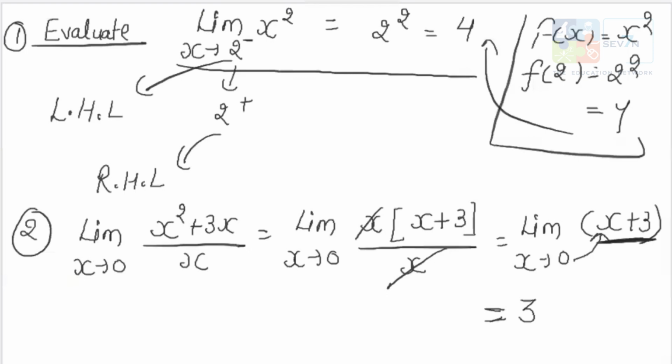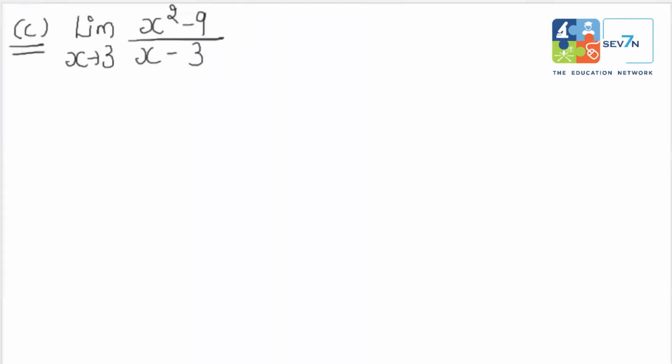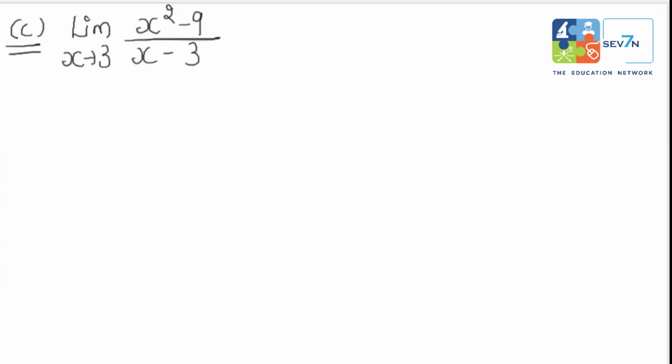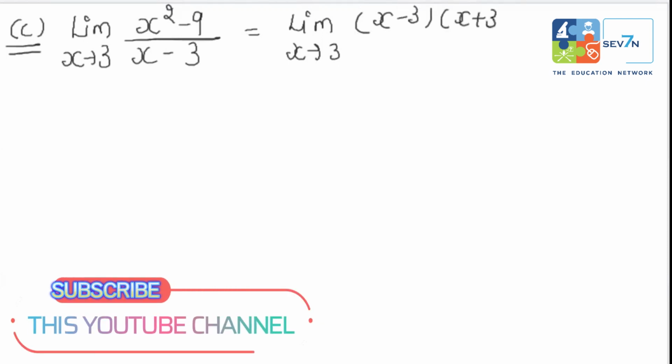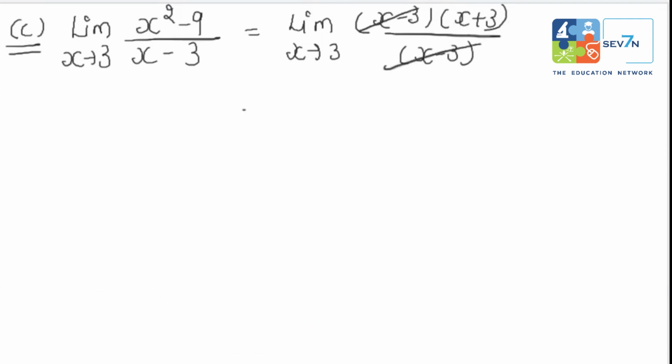Now, if it is clear to you, tell me what about this? What can we do for this? You can put 3 instead of x and tell me what is your answer. X square minus 9 is (x plus 3)(x minus 3). Very good. And I cancel x minus 3 out, and then 3 plus 3 is 6. Right? So this cancels out. Now you can put 3 instead of x. Your answer will be 6.